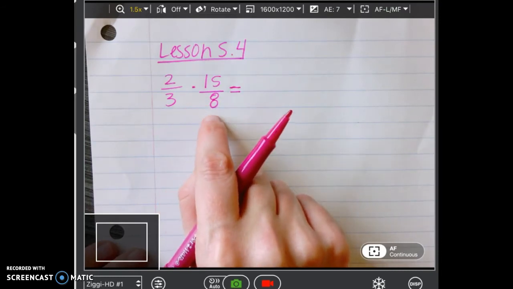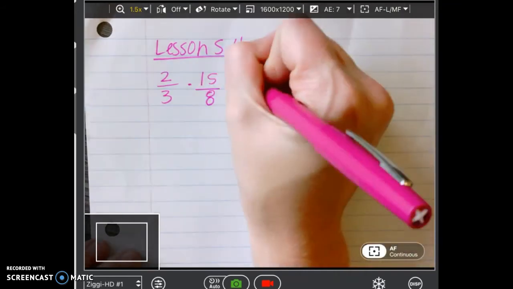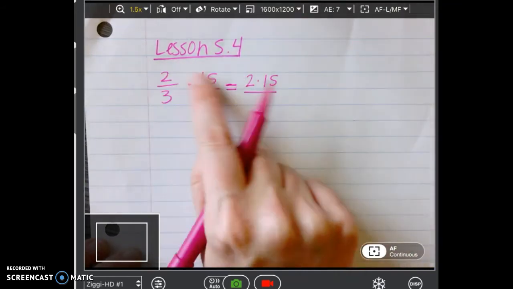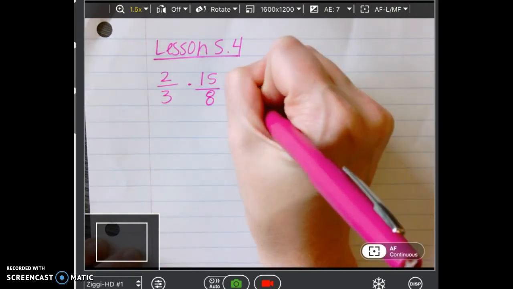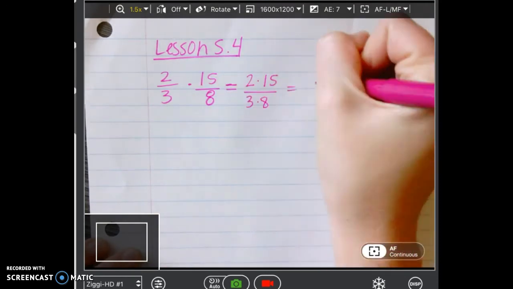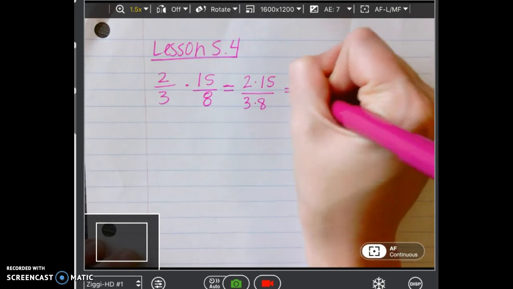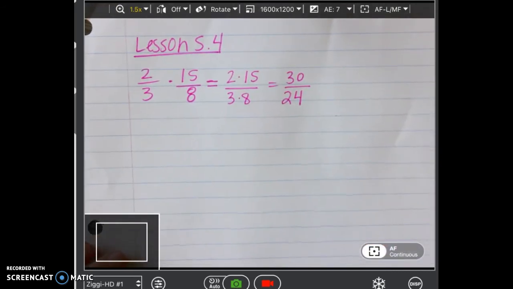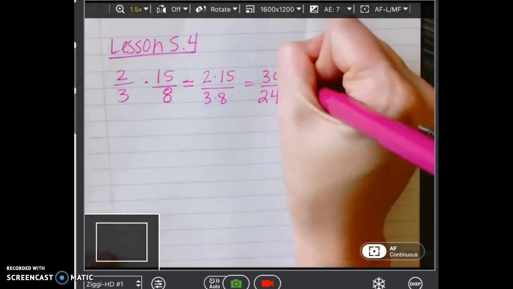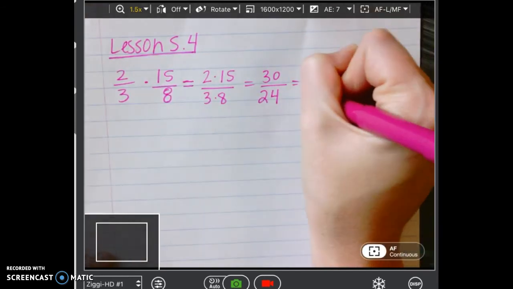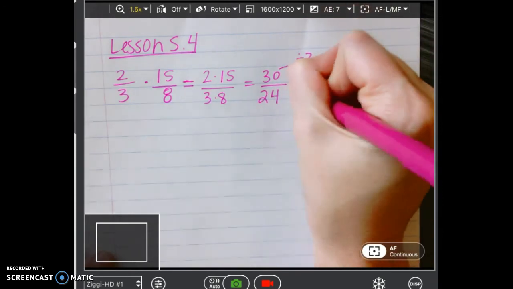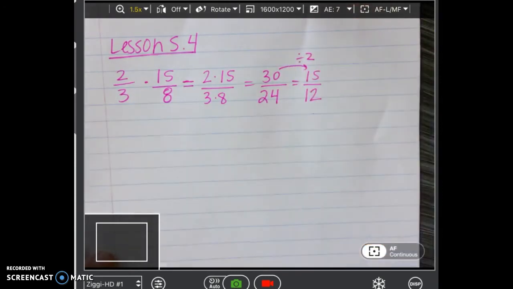When we're multiplying fractions, we can think about this as 2/3 of 15/8, or 2/3 groups of 15/8. The way that we multiply with fractions is we multiply the numerators and the denominators. So if I do 2 times 15, I will get 30. 3 times 8 will give me 24. 30/24 is not simplified because they're both even. So I know that I can scale down by 2. 30 divided by 2 is 15. 24 divided by 2 is 12.